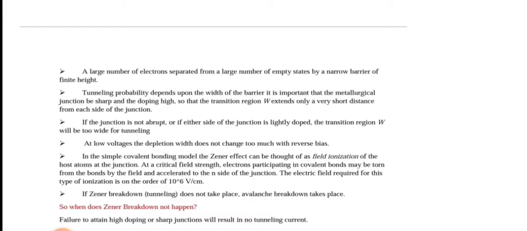Okay. So these are the basic requirements for tunneling current; only then does this tunneling process happen. So what are they? First one, a large number of electrons separated from a large number of empty states by a narrow barrier of finite height. So understood, there should be many electrons in the p side valence band and many empty states in the n side conduction band. Both should be separated by a narrow barrier of finite height.